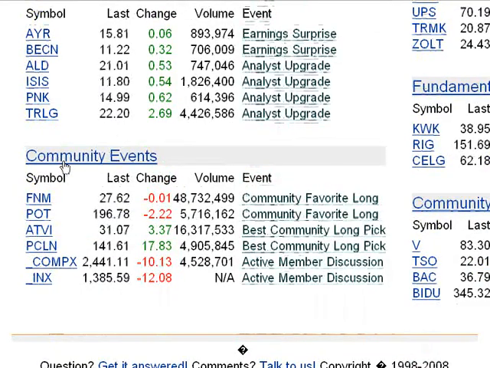Then on the bottom of the list is community events. Now this is cool. This is, like I said, the social networking aspect of it, where you see community favorite long, best pick, active member discussion. Basically, these are member recommendations that are getting commented on throughout ClearStation and aggregated here on this page.